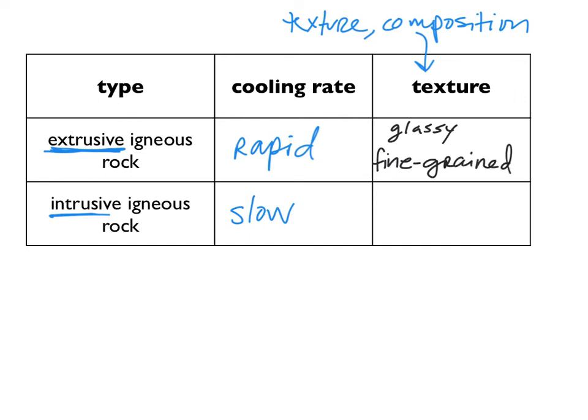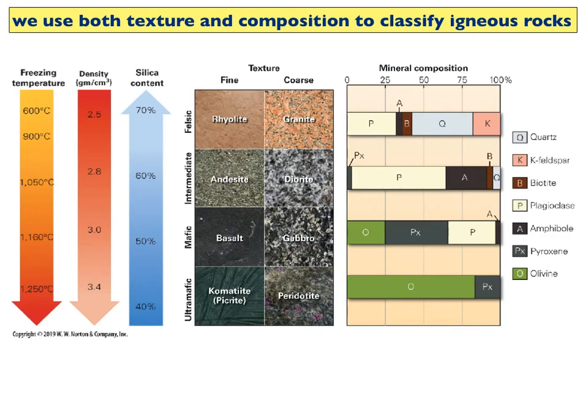Igneous rocks that cool intrusively, on the other hand, will have a very coarse-grained texture. And that's because the minerals have a nice long time to grow and develop into larger crystals because the rock is cooling slowly. So again, we're going to use that texture, fine and coarse, to help classify igneous rocks. So texture, and we're also going to use composition.